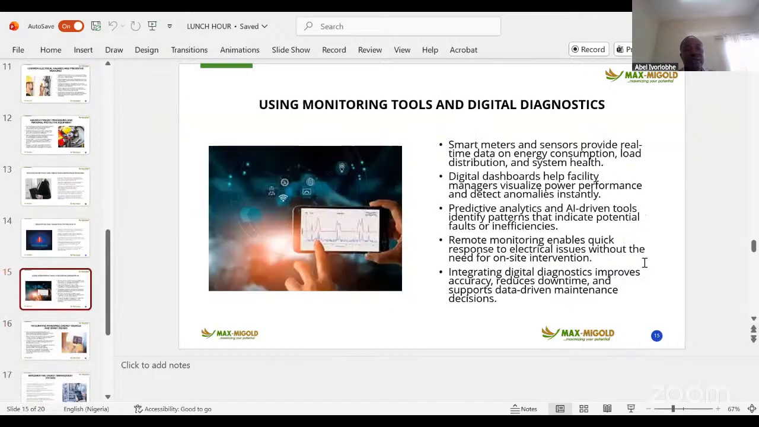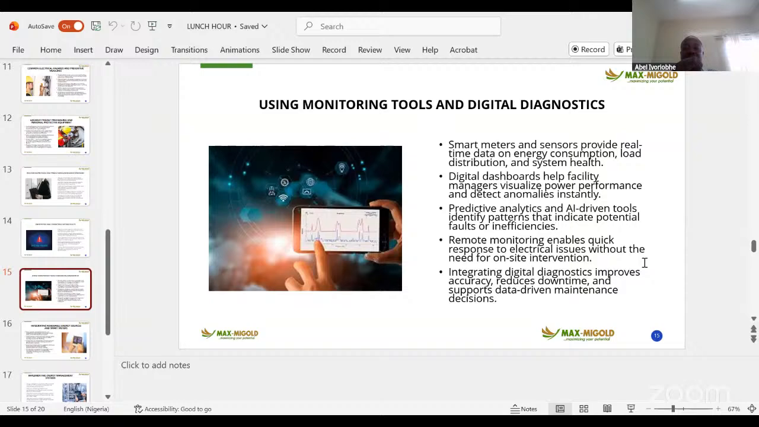All right, using monitoring tools and digital diagnosis. Smart meters these days and sensors provide real-time data. Even when you are not around, when you are overseas, they relate with you on your gadgets. So you see your consumption, you see what is going on in your facility.